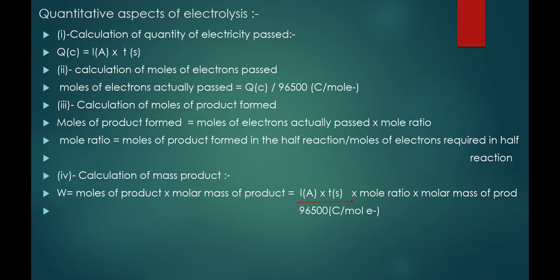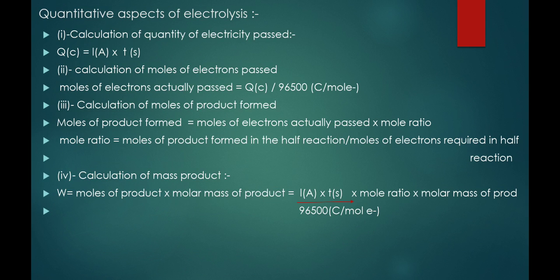Current in ampere and time in second. Now second, we have to calculate the mole of electrons passed. For that purpose, moles of electrons actually passed is equal to Q upon F. F is the Faraday, which is 96,500 coulomb per mole. So the moles of electrons actually passed is equal to Q upon 96,500 coulomb per mole. In short, number of moles of electrons actually passed is equal to Q upon F.